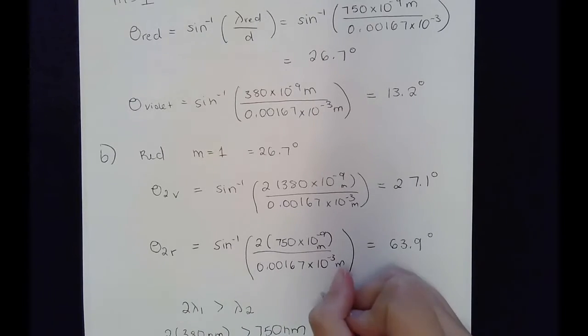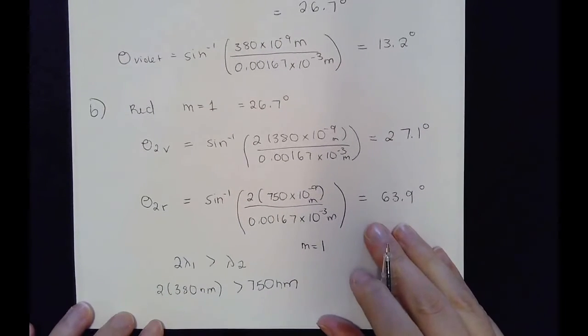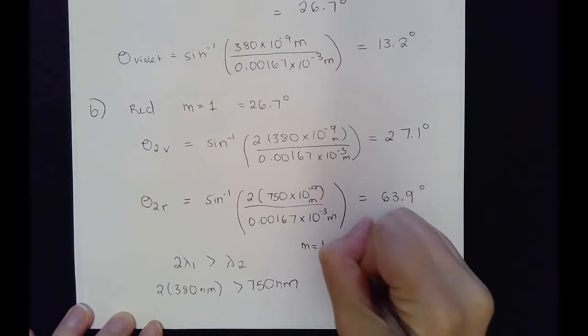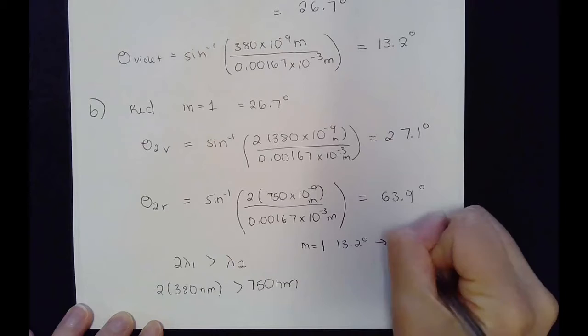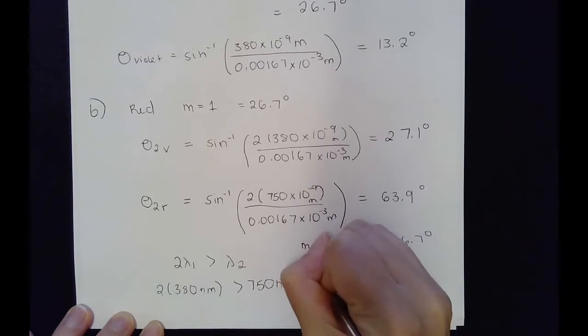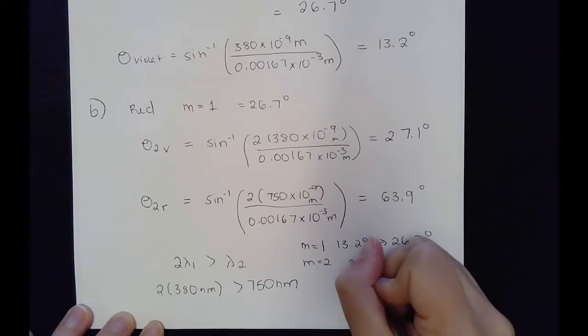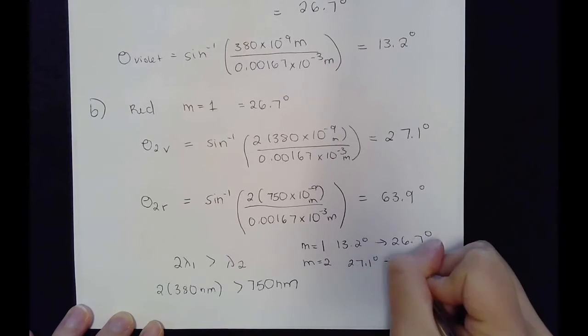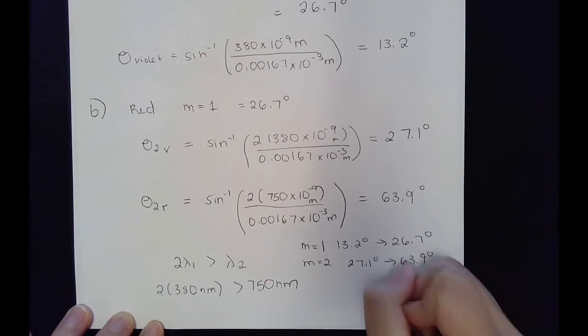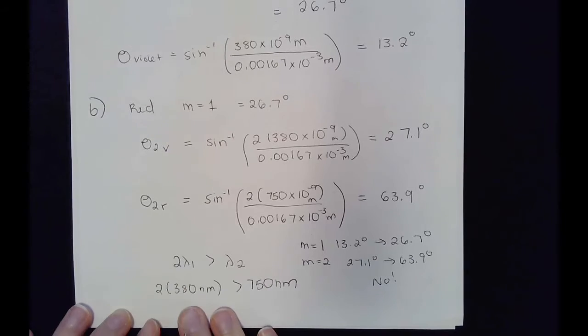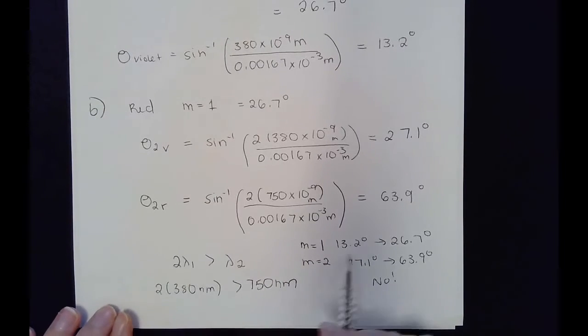So we have our first order, m equals 1, ranges from 13.2 degrees to 26.7. And then for m equals 2, this ranges from 27.1 to 63.9. So no, these don't overlap. It's close, but they don't overlap.